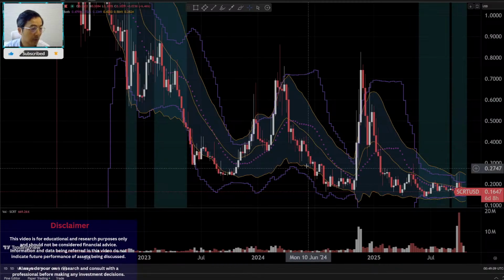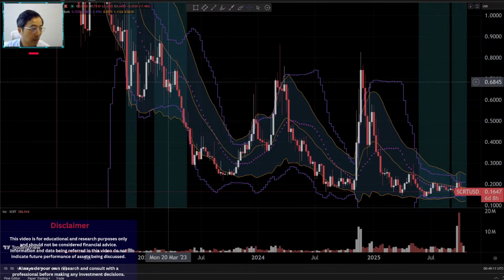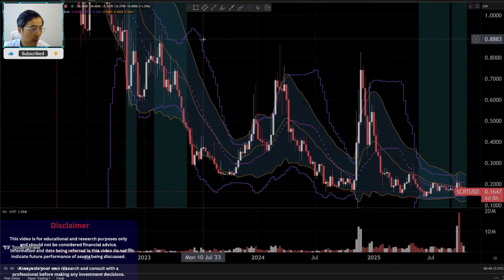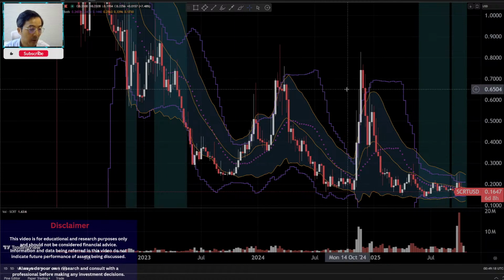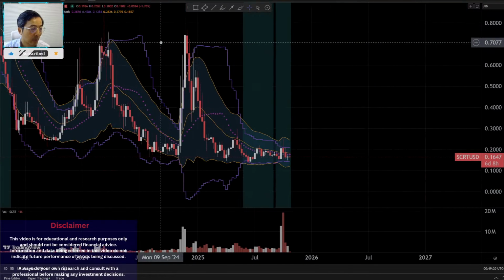And just to be careful, a squeeze doesn't mean that the price will always swing up first. It can swing towards the downside first before it swings up. So just to be clear.